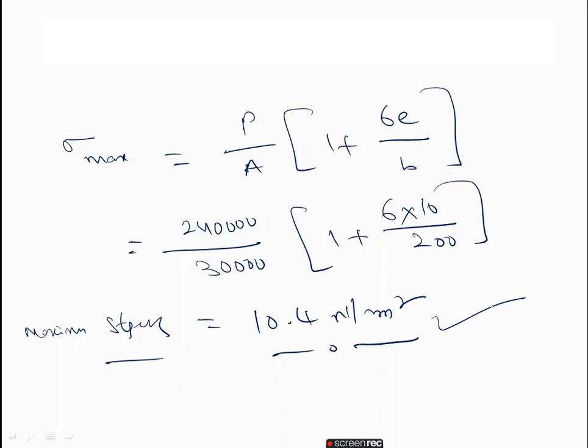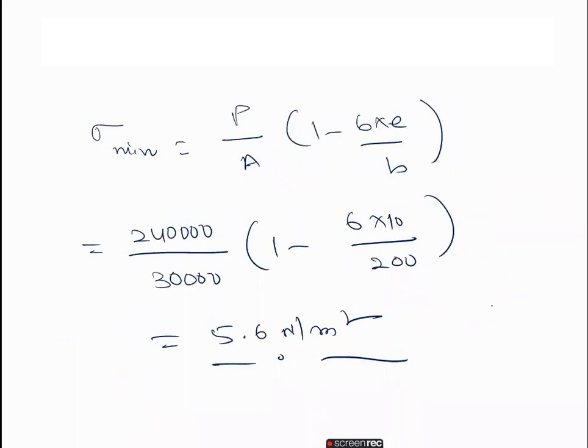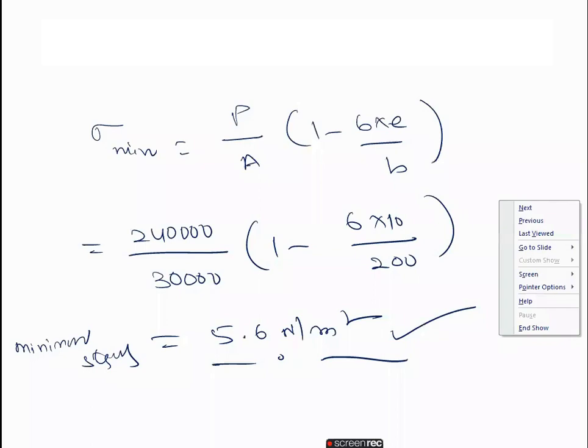In the same way, calculate the minimum stress value. The minimum stress formula is P by A into 1 minus 6 into E by B. P is 240 into 1000, A is 30,000, multiplied by 1 minus 6 into 10 by 200. So the minimum stress value is 5.6 Newton per mm square. Like this, we have to calculate the problem.